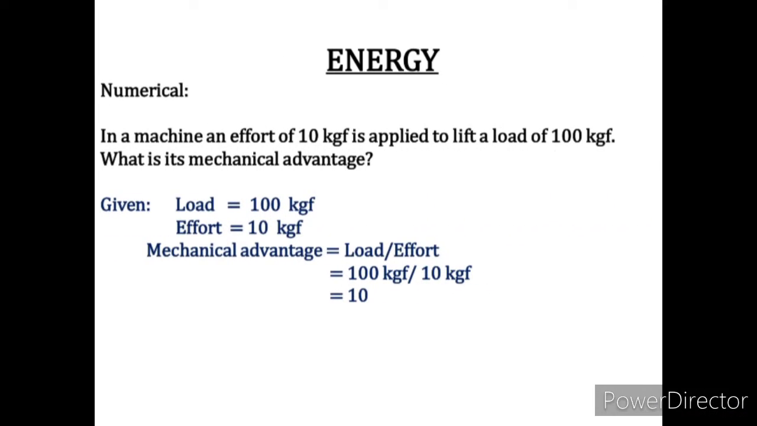Numerical based on mechanical advantage. In a machine, an effort of 10 kg force is applied to lift a load of 100 kg force. What is its mechanical advantage? Here, load is given 100 kg force, effort is given 10 kg force, and we know that mechanical advantage is equal to load by effort. So, mechanical advantage is equal to 100 kg force by 10 kg force. After cancellation, we have mechanical advantage is 10. So, mechanical advantage of a machine is 10.